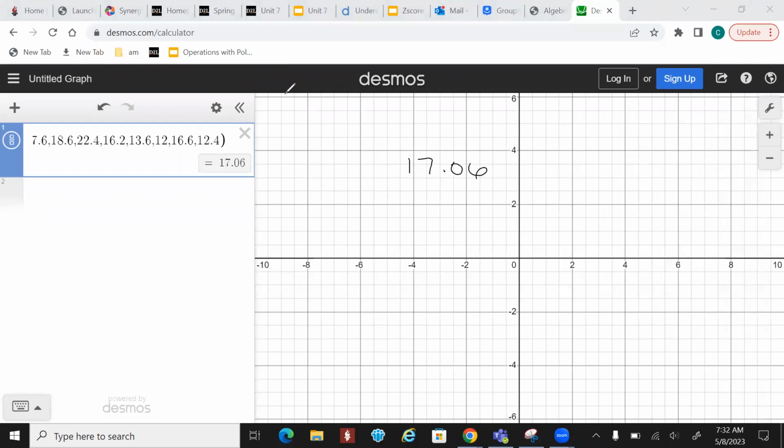In order to find the standard deviation, we're going to do the exact same thing, except this time we're going to type STDEV, and that's going to give us a standard deviation of 3.61.